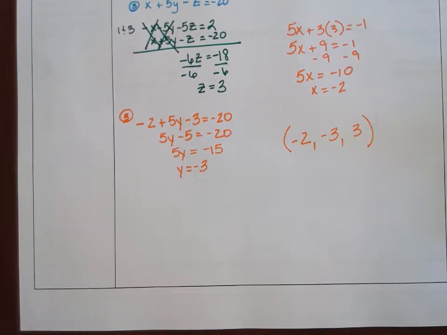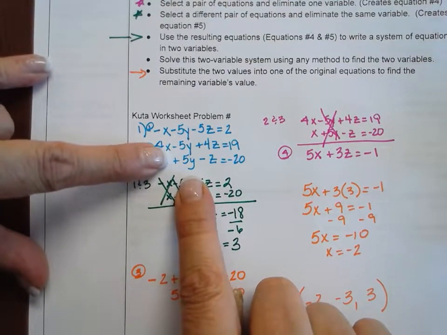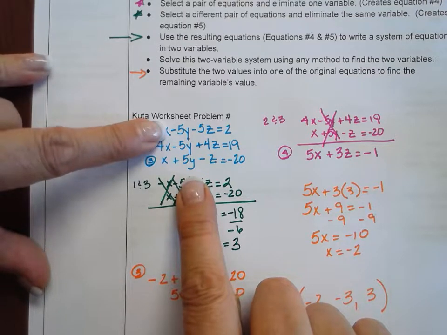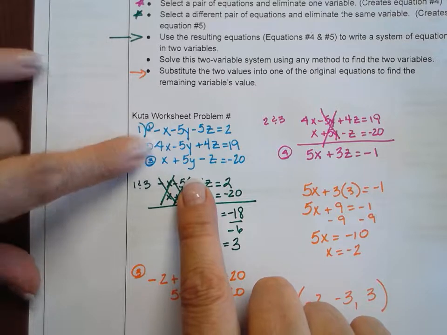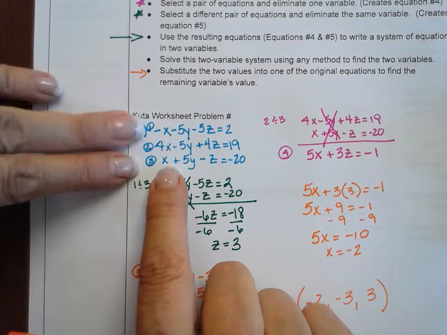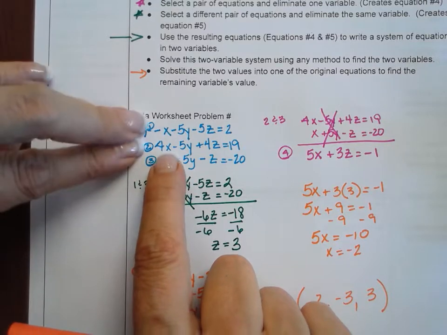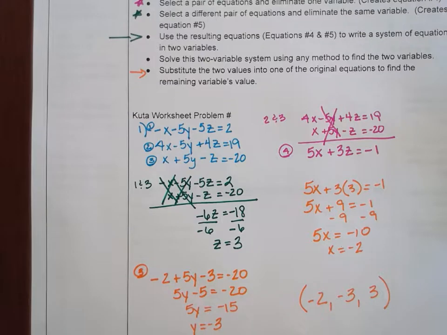So do you always want to start with trying to figure out x? No, you want to figure out whichever one you can eliminate the fastest and easiest. Like we eliminated the 5y because we have positive and negatives, and we don't have to multiply and do an extra step. You could have done x's and done 1 and 3, but then when you did 1 and 4 or 2, you would have had to multiply, and that's a pain.